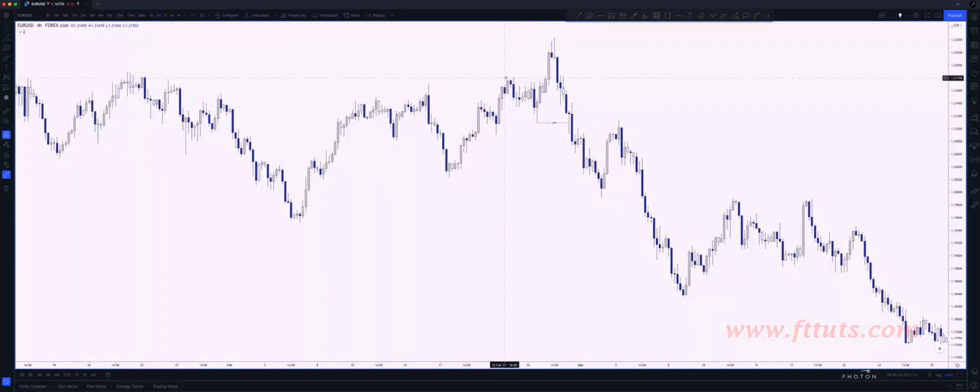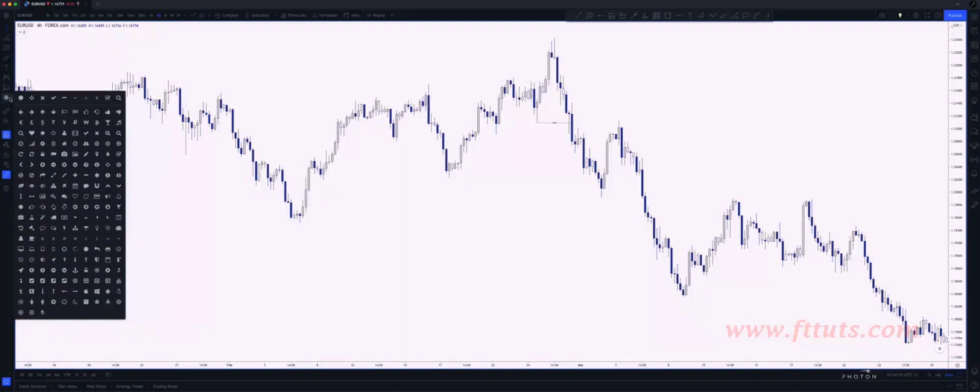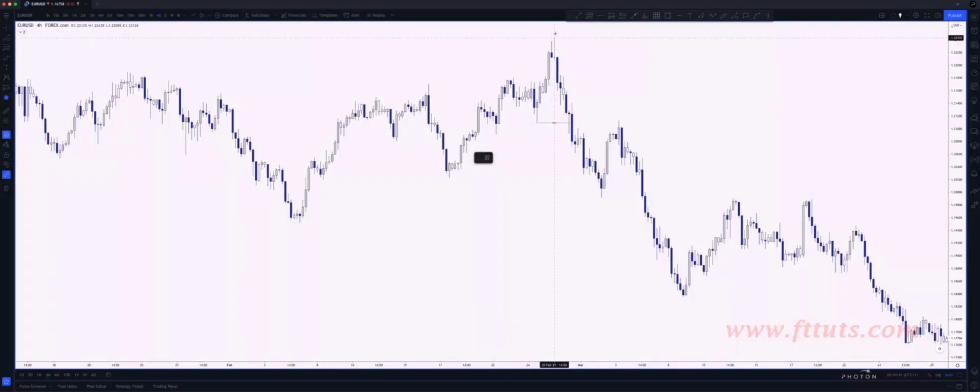So let's concentrate on actual structure. So we have a nice pullback here, we make that high, and then we come down and we get a closure below that low. So where is our swing high at this point? When we get a closure below the low, it's this point up here. So this is a tool I use. If you open up the symbols, just use this circle to mark out the swing points visually there as well. So we get our break of structure to the downside.